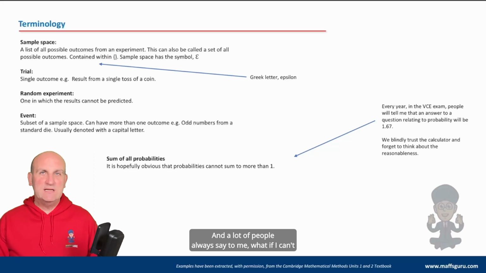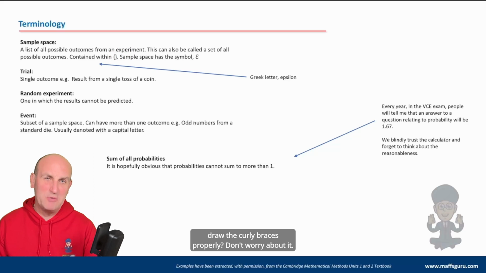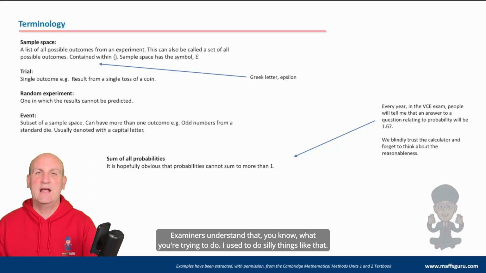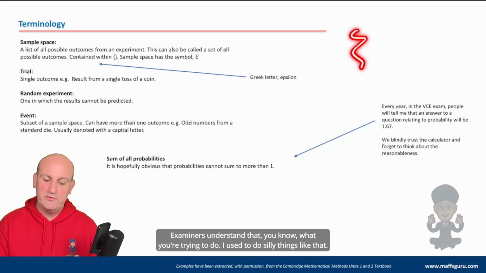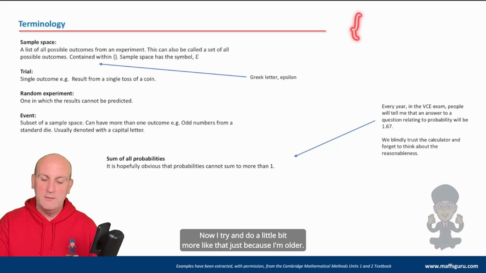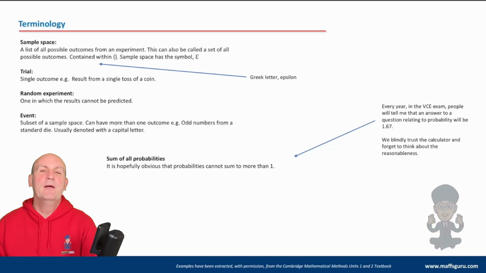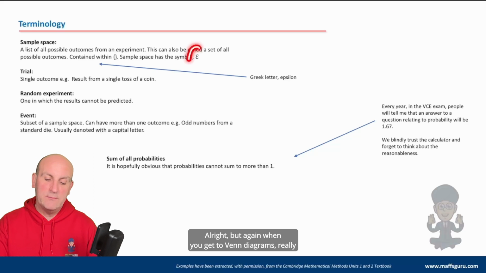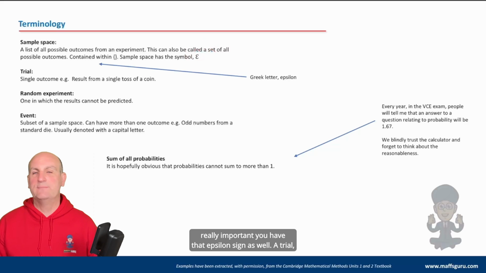A lot of people always say to me, what if I can't draw the curly braces properly? Don't worry about it. Examiners understand what you're trying to do. I used to do silly things like that. Now I try and do a little bit more like that just because I'm older. But again, when you get to Venn diagrams, it's really important you have that epsilon sign as well.